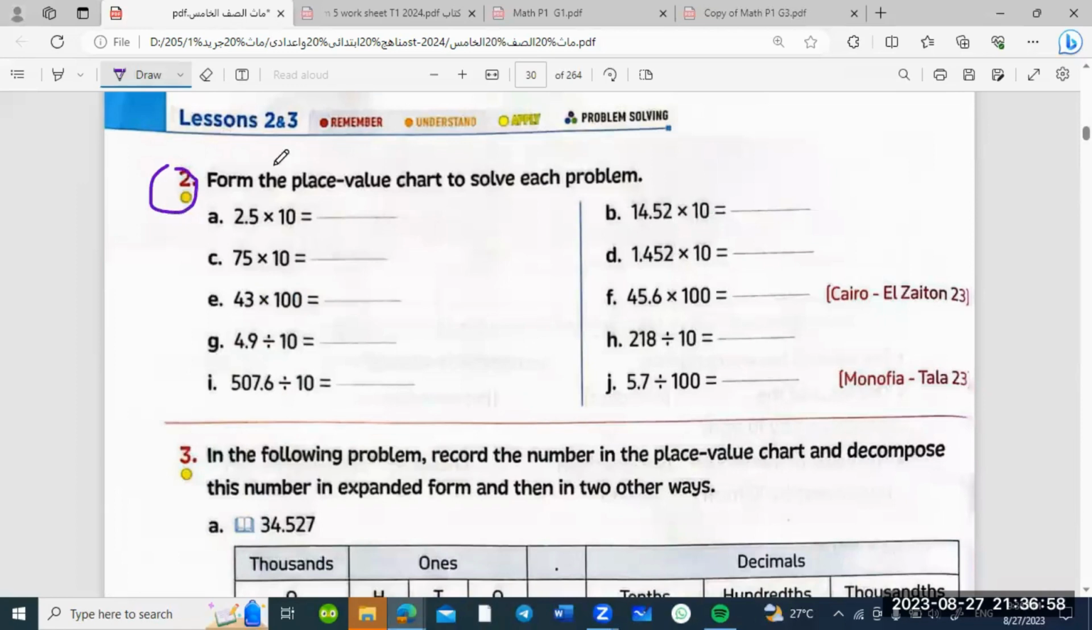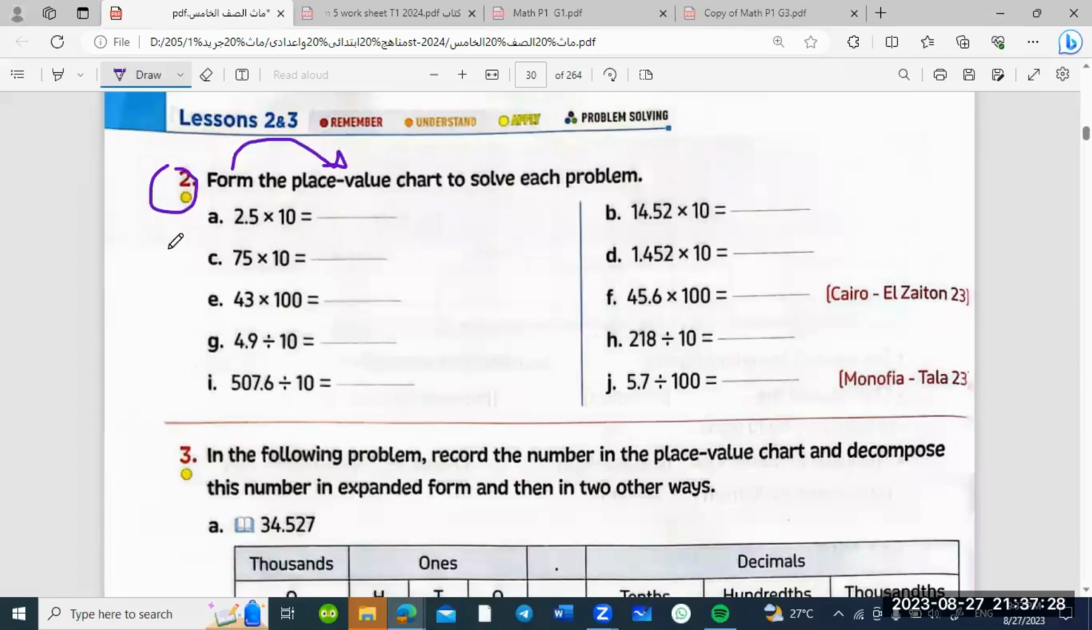Now he is asking you to form the place value chart to solve each problem, as we explained, using the place value chart. But it's a difficult way. It will take a long time to draw a place value chart, then write the number and change the place value of each digit. It will waste my time.